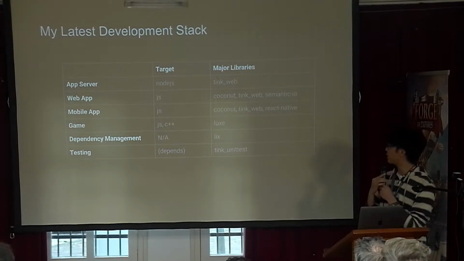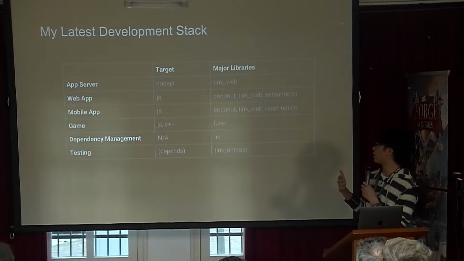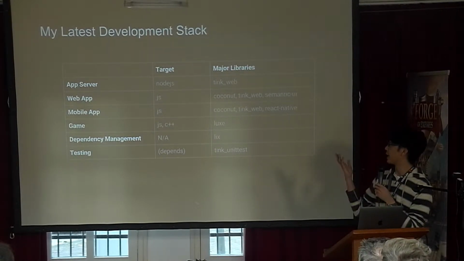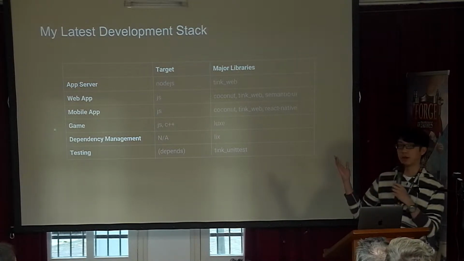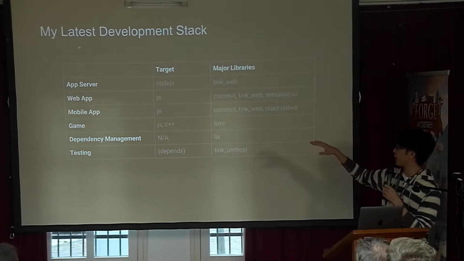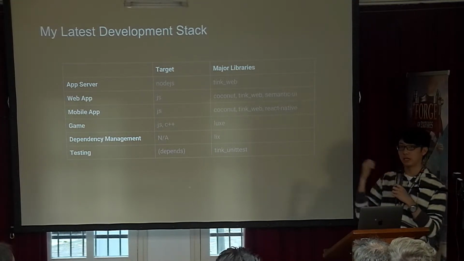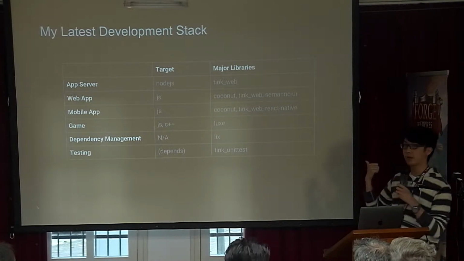So here I will introduce what development stack I use for different kinds of projects. For app servers, I will usually target Node.js, and I mainly use ThinkWeb as my library. And for web app and mobile app, I will target JS, and then I will use Coconut, ThinkWeb, and for web, I will use Semantic UI, which is a CSS platform, very similar to Bootstrap.